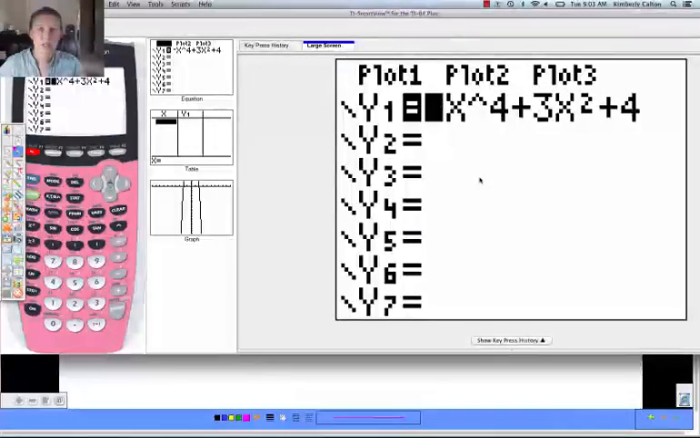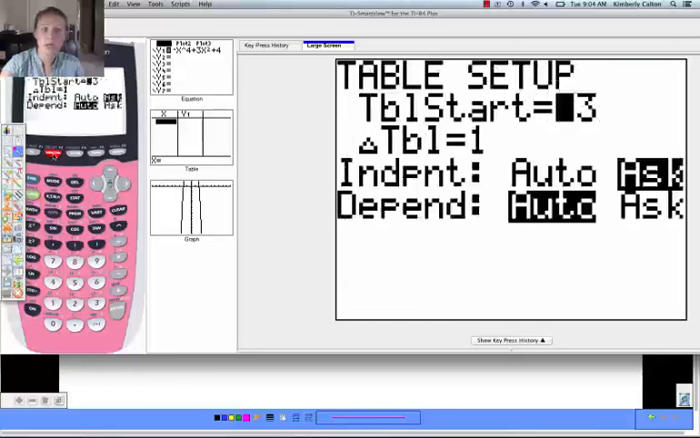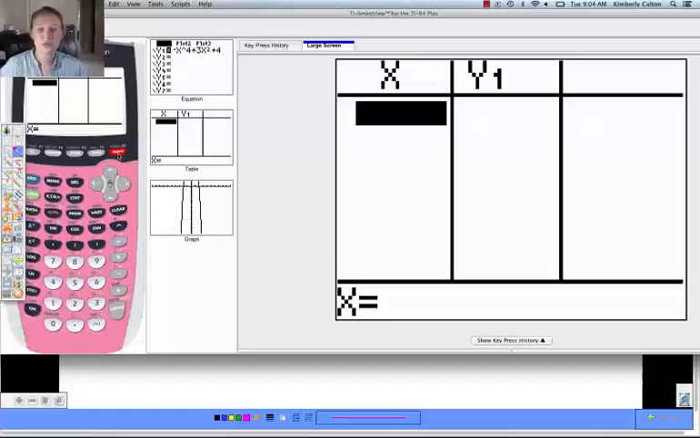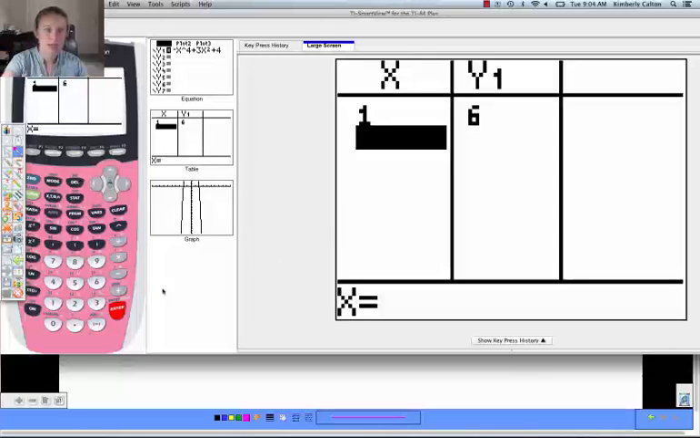So when we pull up our calculator, we want to put the equation in for y equals. So notice I have -x to the 4th plus 3x squared plus 4. I want to go to second window, and I want to make sure that my independent variable is on ask. When it's on ask, that gives me the ability to put in my own x values instead of sorting through a list of 100 variables that they're going to give me. So I'm going to press second graph, and notice there's nothing here. That's because we're going to put our values in for the problem. So we're going to start with 1 and -1.